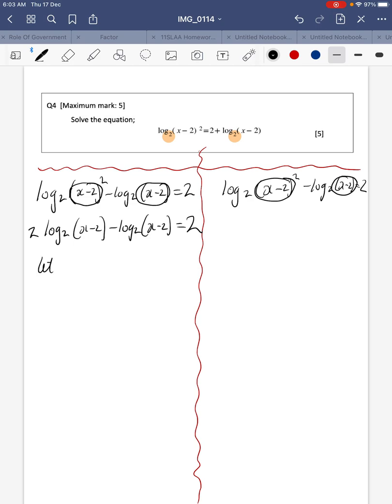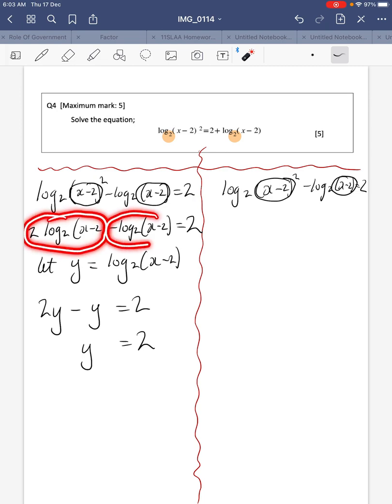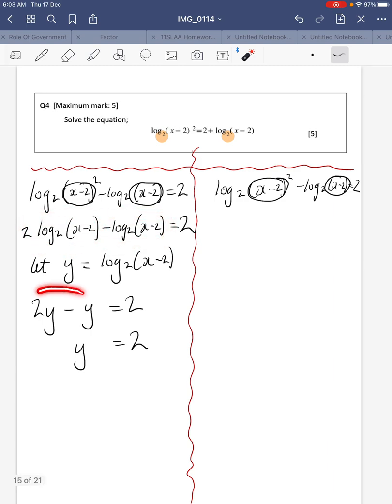But if you think about this, let y equal log to the base 2 of x minus 2, all you have is 2y minus y equals 2. This is just y equals 2, right? You don't have to use this idea here. You can just look at the question: 2 of something, subtract 1 of the same thing, leaves you 1 of that thing. Okay, but this might just help frame your thinking a little bit like this.